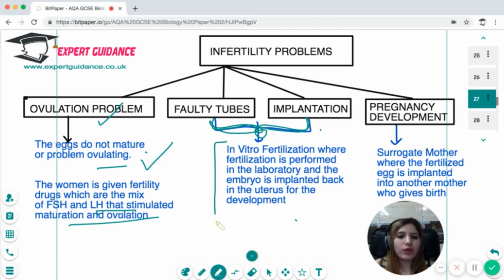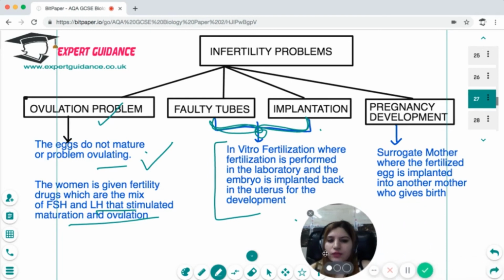In that, we perform an in vitro fertilization where the embryo is developed outside and is implanted back into the uterus for the development of the pregnancy. And in the third case, even implantation happens, but pregnancy development doesn't take place. In that case, there are problems with the uterus. So the surrogate mother, where the fertilized egg is implanted into another mother who gives birth, can be a solution.